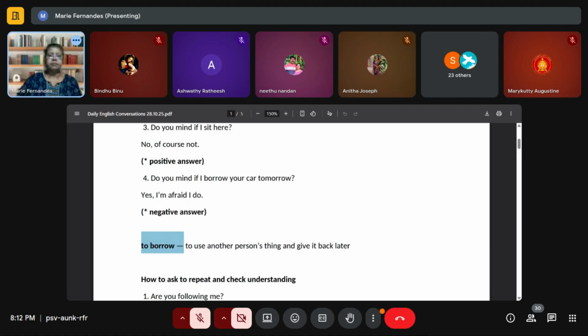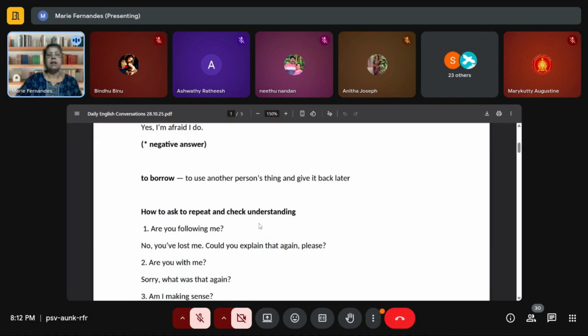All right. Now, let's look at how to ask to repeat and check understanding. Sometimes, even in class, you might not be able to understand what the students are saying. So you can say, are you following me? No, you've lost me. Could you explain that again, please? Are you following me? But normally students would say, yes, ma'am. Okay, but if you're having a conversation with an adult and you're not able to follow that person, you can ask, are you following me?